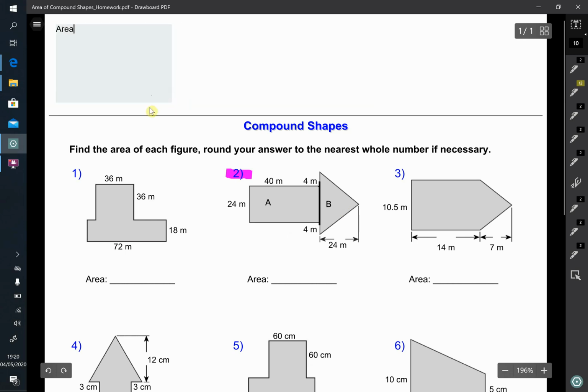So area of, I tell the examiner which area I am finding of which shape. So if I look at shape A, I ask myself, what shape is this? 4 sides. And you've got the 90 degrees over here. And you've got the opposite sides, they're parallel and they're equal to each other. Therefore, it is a rectangle.